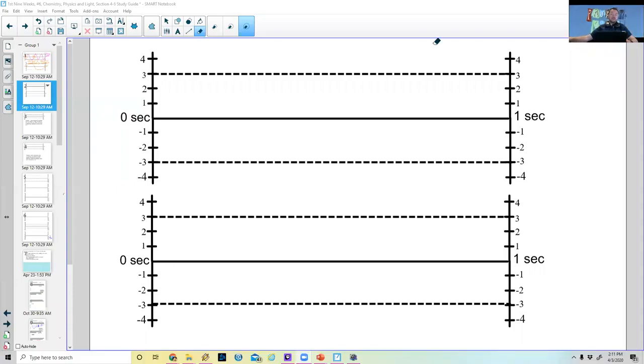Hello, chemistry students. This is day 10, or April 10th, 2020. Today I'm going to show you how to draw or represent waves on a wave diagram with a certain frequency.